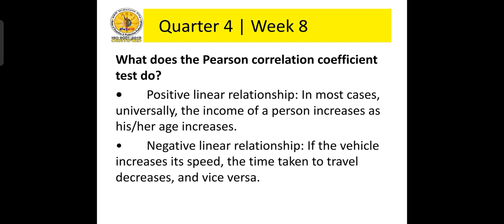An example of a positive linear relationship is, in most cases, universally, the income of a person increases as his or her age increases. An example of a negative linear relationship: if the vehicle increases its speed, the time taken to travel decreases, and vice versa.